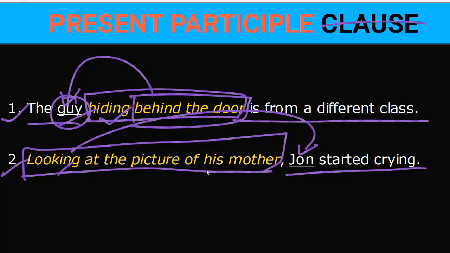So obviously it's identifying the noun John. John looking at the picture of his mother started crying, and it's also working as an adverb because it is causing the main action. John started crying. Why? Looking at the picture of his mother. So it's identifying the noun John and working like an adverb. So participle phrases can function as both adjectives and adverbs, right? Generally it functions as an adjective, but it can also function as an adverb.